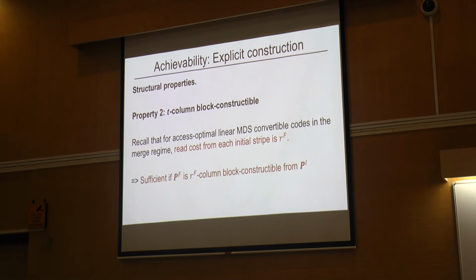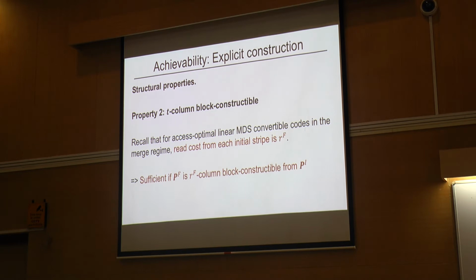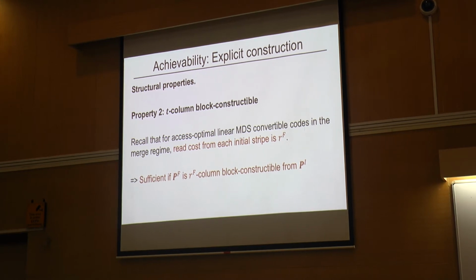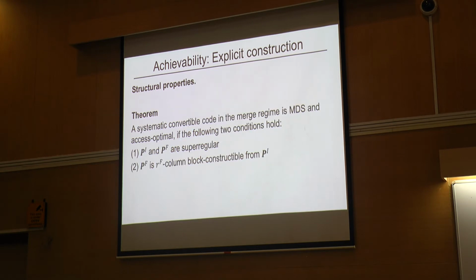So what this means is that a sufficient property is to have this matrix P of the final code be RF column block constructible from Pi, which is the parity part of the initial code, right? So if this is met, then we can access RF symbols from each of the initial code words and then span, which is basically generate the PF, the parity part of the generator matrix, which means we can construct the parities in the final code word. Right? Okay, so now basically we need two properties, super regularity and T-column block constructibility.